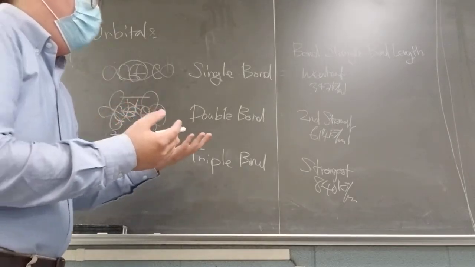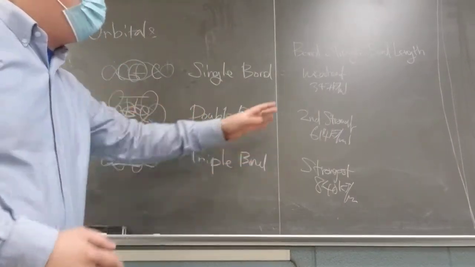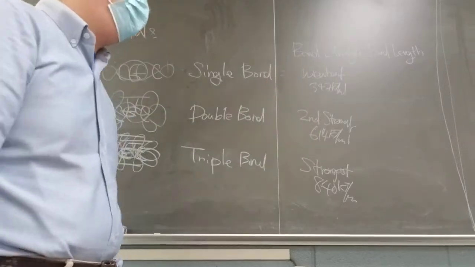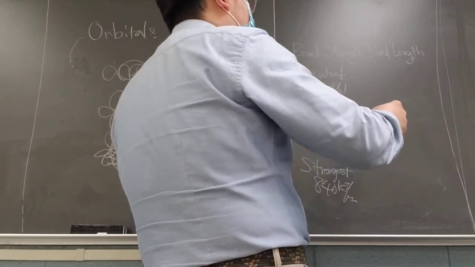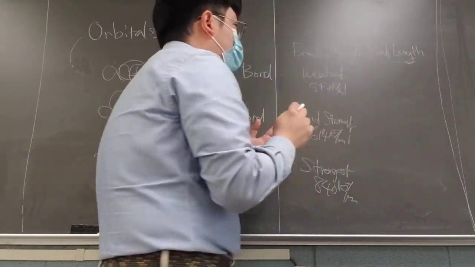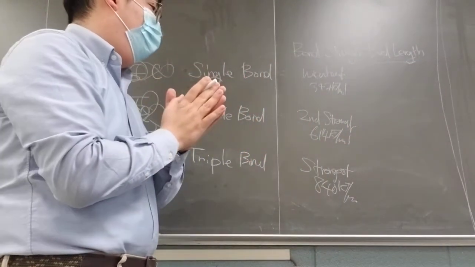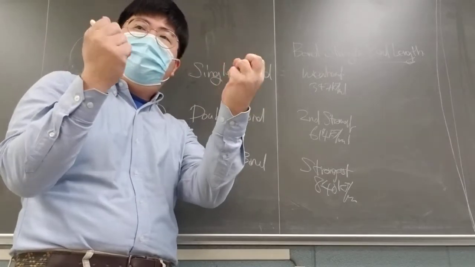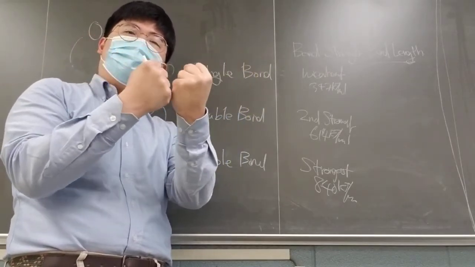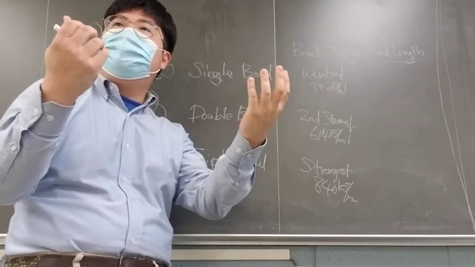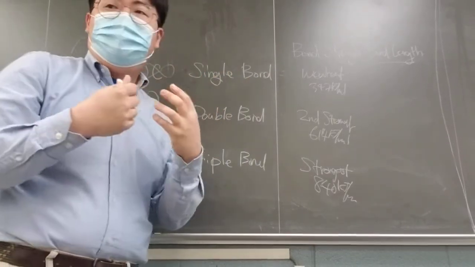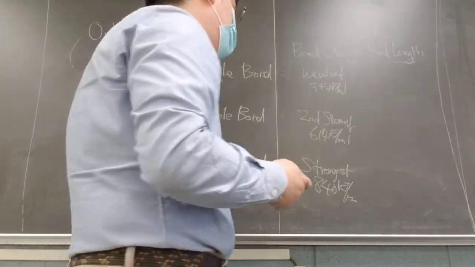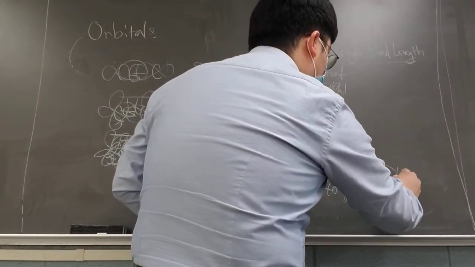So once again, you don't have to know the numbers. That's fine. But whenever you try to get the bond length, it's actually kind of vice versa. If they are strongly bound to each other, it's quite obvious that they will get close to each other, right? When they're close to each other, they're going to be strongly bound to each other. So this is the shortest one.